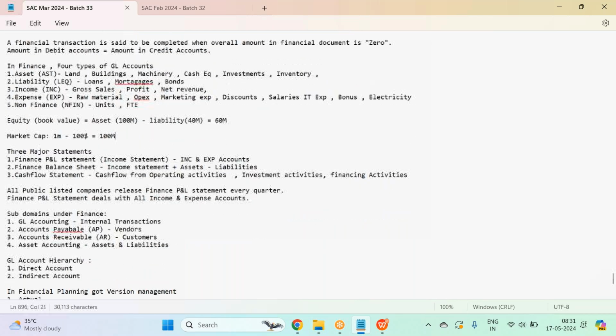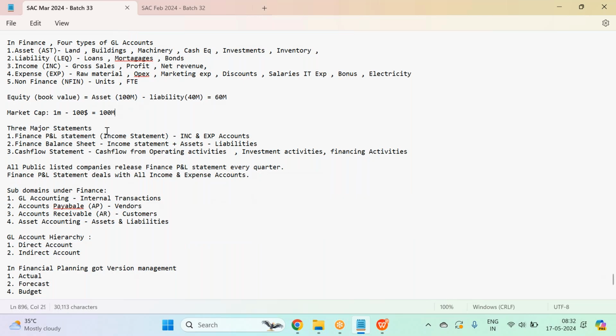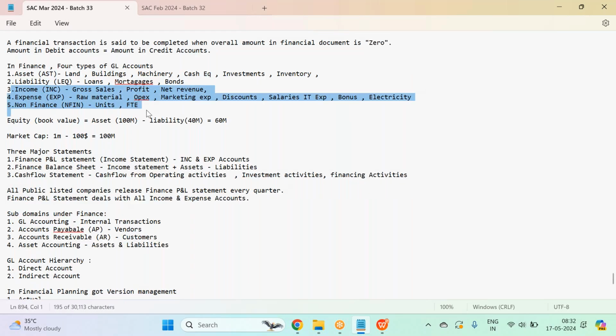Generally, in finance we have 3 major statements, guys. The first is the profit and loss statement, or some people call it the income statement. This income statement contains only income, expense, and non-finance accounts, only these 3 types of accounts, because the P&L statement covers the day-to-day operations of a company: how our company performed in the current quarter, etc.